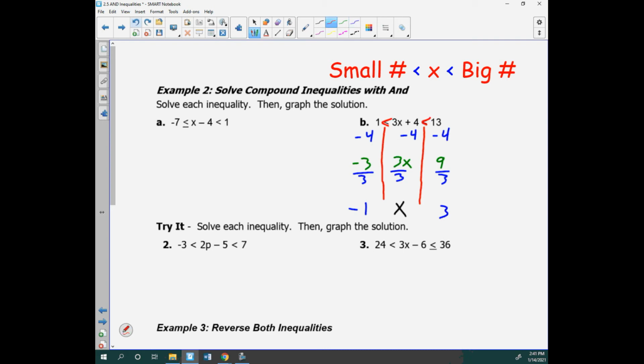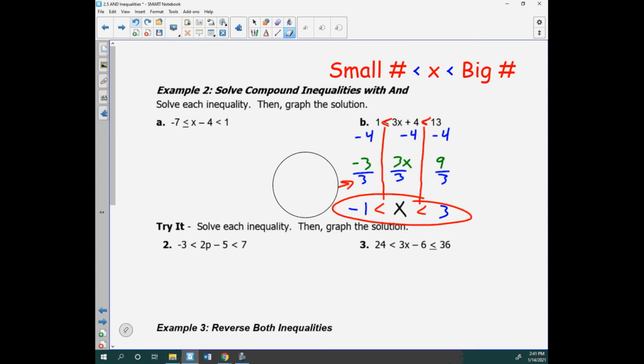No, because I times, in this case, by a positive number. So that, ladies and gentlemen, is my answer. Okay? And so, real quick graph on that.